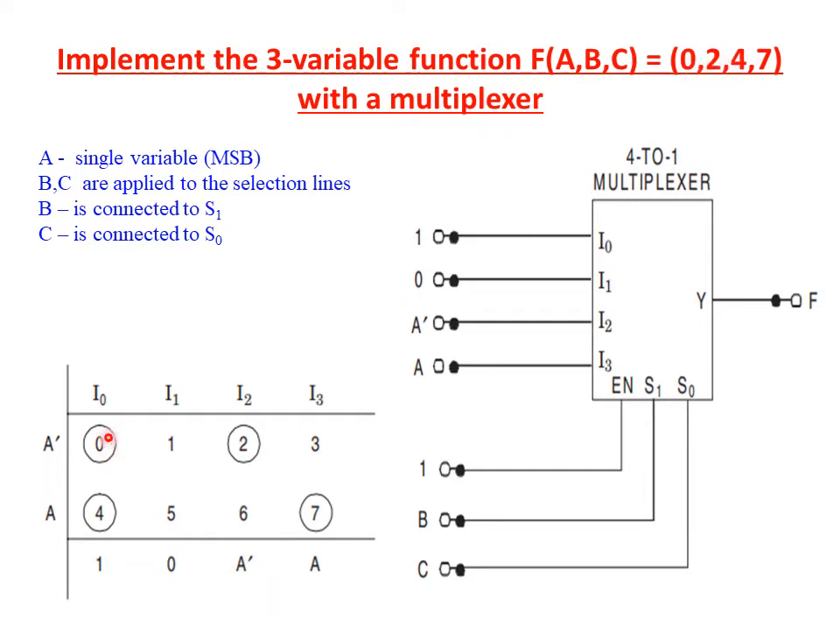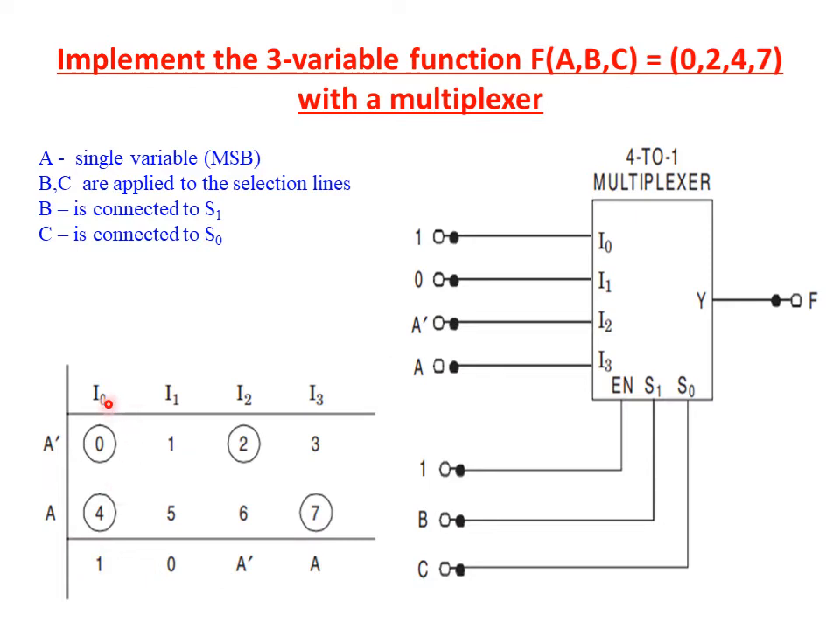So I am circling 0, 2, 4, 7. Now we need to check these two combinations. If we compare 3 and 7, only 7 is selected, so the equivalent input is A. So we write the answer A. Here only 2 is selected, the equivalent input is A bar, so A bar is written here. Here nothing is selected, so we write 0. Here both the inputs are selected, so A plus A bar is equal to 1, so we write 1 here.